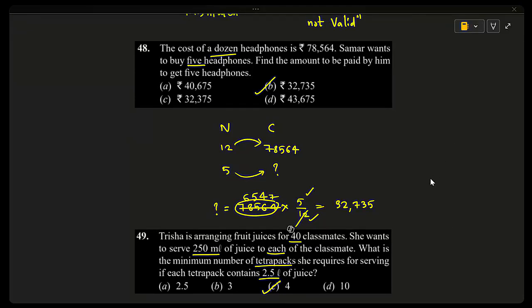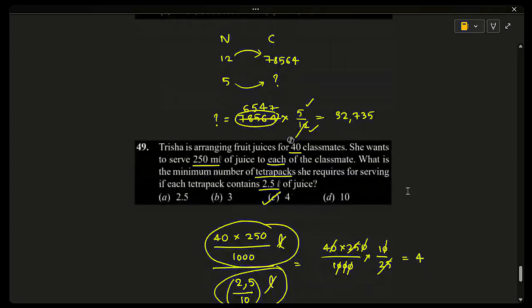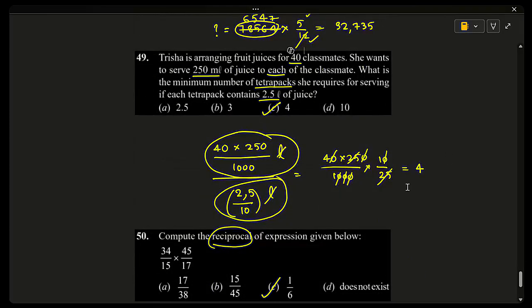So 49. Yes, 49. So how many classmates are there? Total 40, right? Yes, sir. Each student you want to serve how much juice? Sir, 250 ml. So I want it in terms of liters.